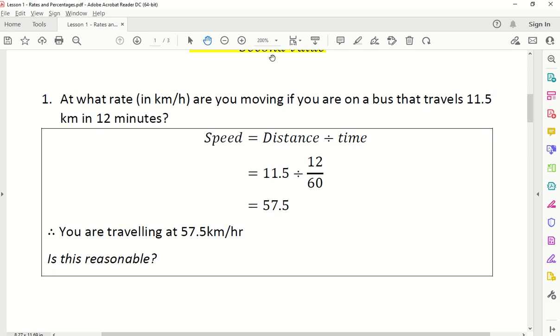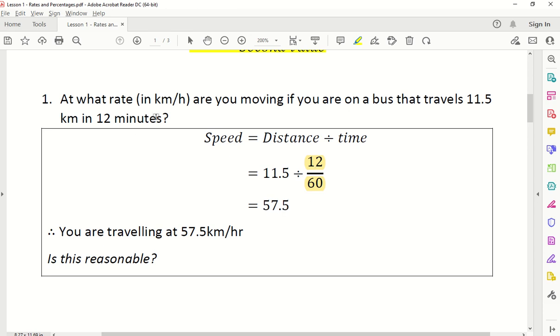At what rate in kilometers per hour are you moving if you're on a bus that travels 11.5 kilometers in 12 minutes? Well, hopefully we know that to find the speed of something, it's the distance traveled divided by the time taken. Note it is asking for kilometers per hour, and it gives us the time in minutes. So see how I've written the time as 12 over 60, representing 12 60ths of an hour. So I've gone the distance, 11.5 kilometers, divided by how much of an hour I've got there, giving me 57.5.